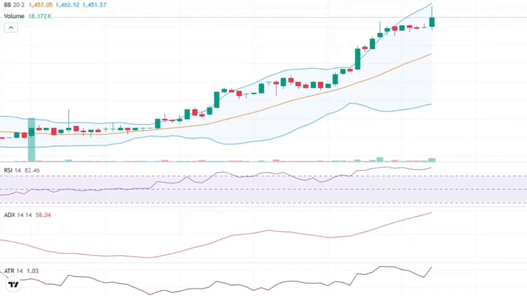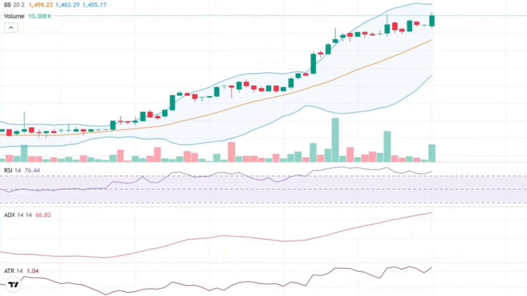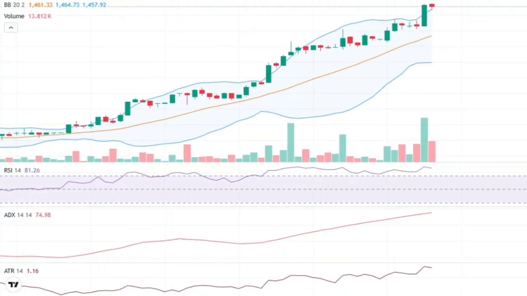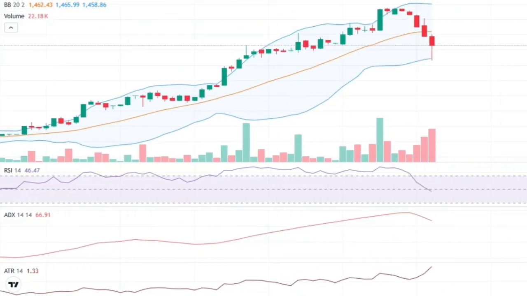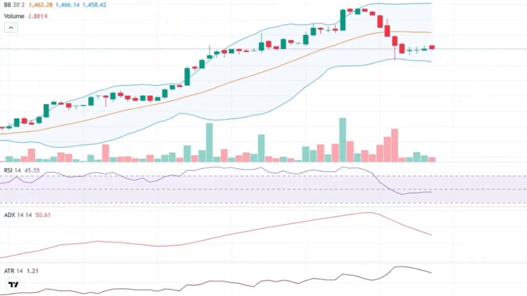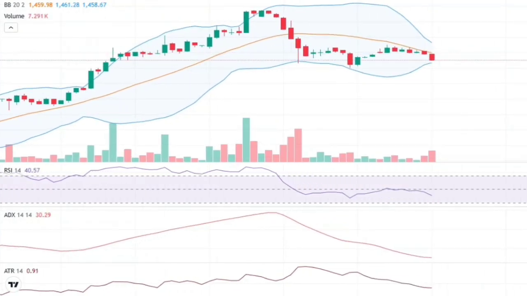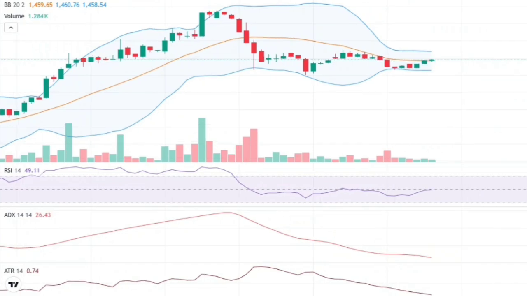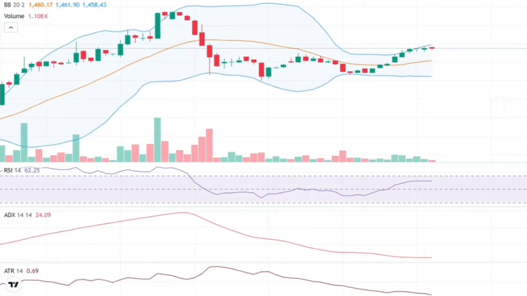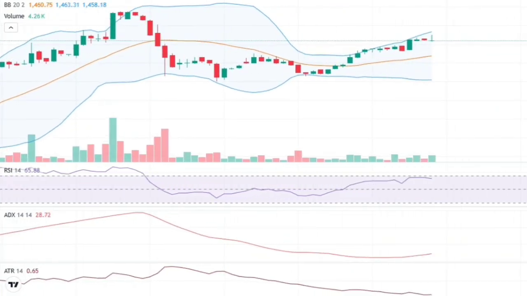Filter 5: risk management, ATR. Can we manage this trade properly? We use ATR to calculate dynamic stop loss and take profit levels. If the ATR-based stop is too wide for our risk tolerance, we skip the trade. Risk management isn't an afterthought. It's a filter that determines whether a trade is even worth taking.